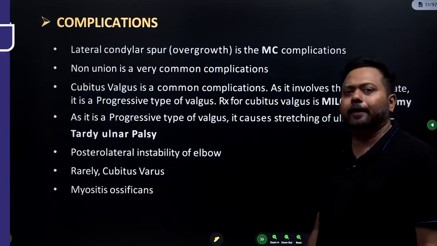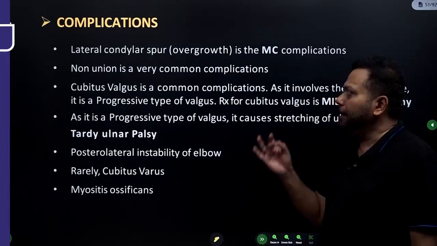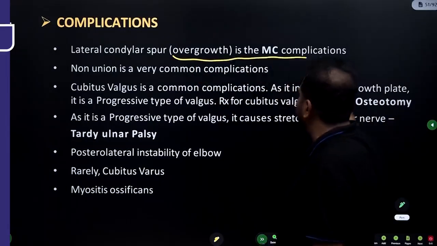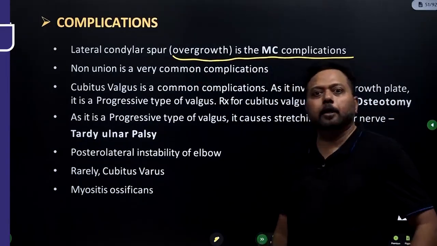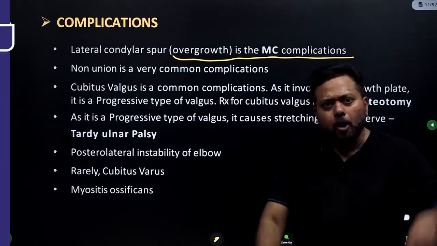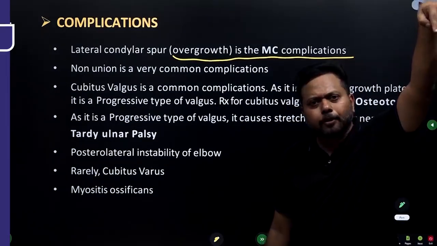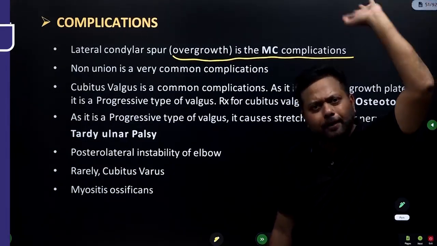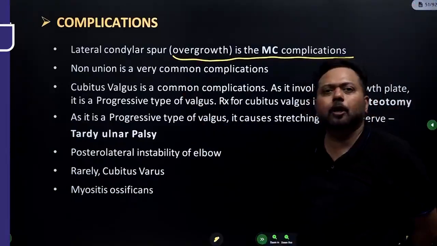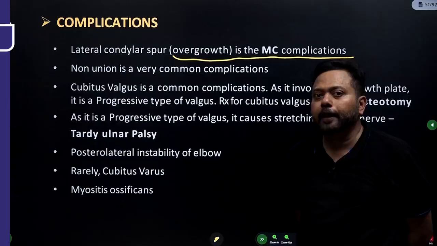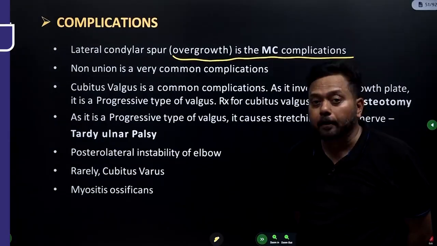Complications of lateral condyle fracture are very important. Lateral condylar spur is the most common complication, overgrowth of the lateral epicondyle. So far unasked in any of our Indian entrants. Most common late complication of supracondylar fracture is malunion, gunstock deformity, cubitus varus, 1 lakh times repeated. They have not asked this. Most common complication of lateral condylar fracture is overgrowth of the lateral condyle, which is called lateral condylar spur.